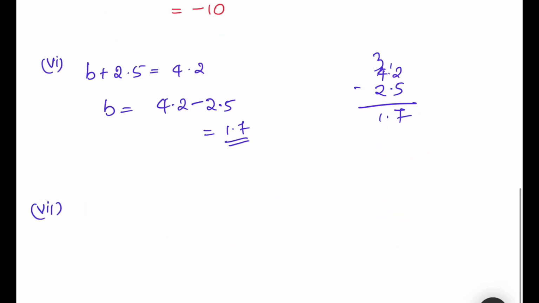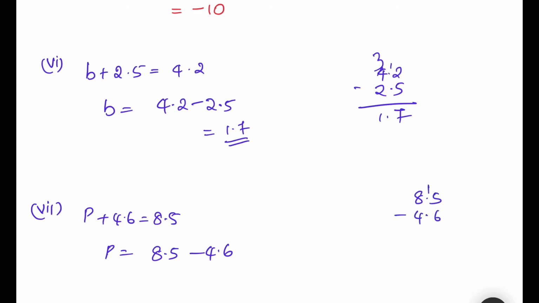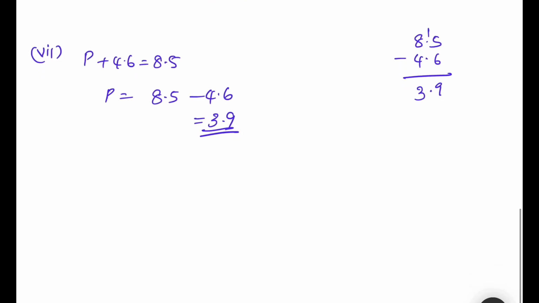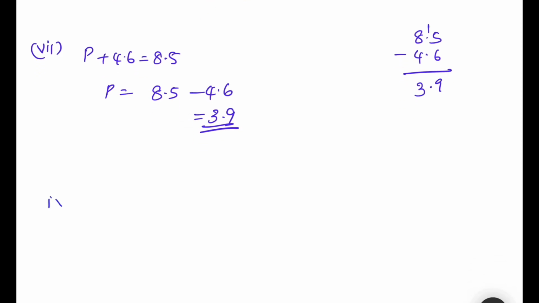Next one we have p plus 4.6 is equal to 8.5. p is equal to 8.5 minus 4.6. 8.5 minus 4.6 will give you 3.9, so you will get the answer as 3.9.